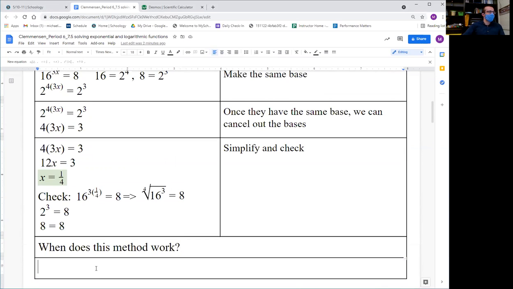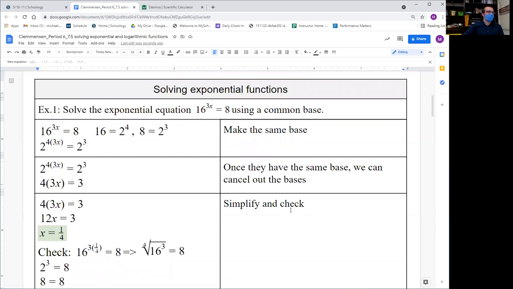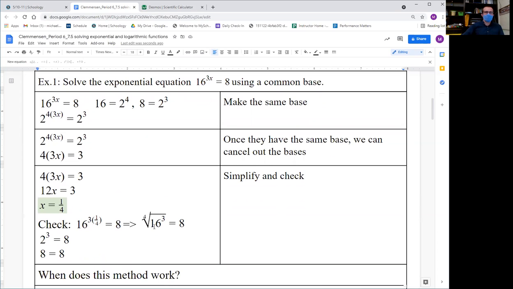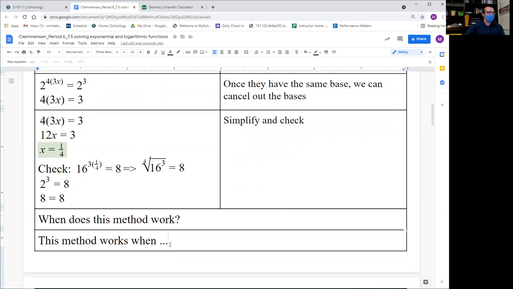I would like everybody to put a little note right here, write down something about what needs to be done for this to work. Maybe you start off with "this method works when..." Write down something about what you noticed about what needs to happen for us to be able to use this method. What has to be true about my numbers? What do I have to see right away to be able to use this? Make sure you write that down in that little box, then we'll go over it.